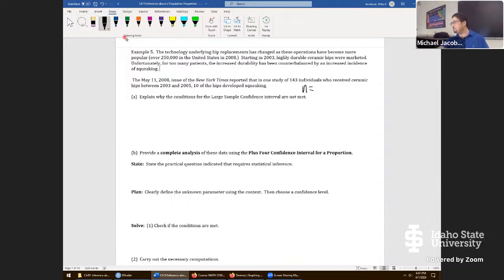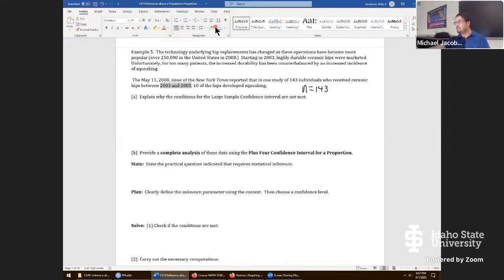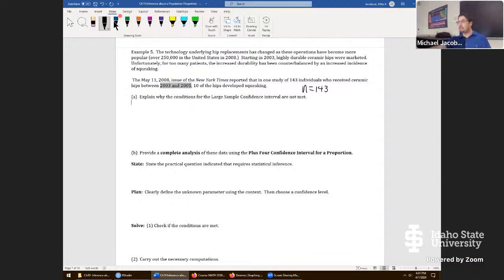It's just right here, just to emphasize, we have a sample size, who did have ceramic hips between the years 2003, 2005, got that date wrong. So this is when the technology was still pretty new, looks like. 10 of the hips developed squeaking, and that's what we would consider a success in this problem. We're interested in the not great outcome, so X would be 10 successes.